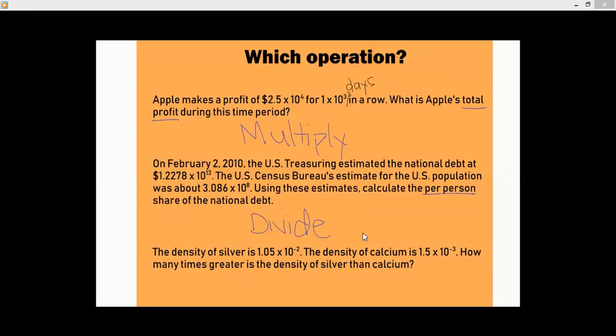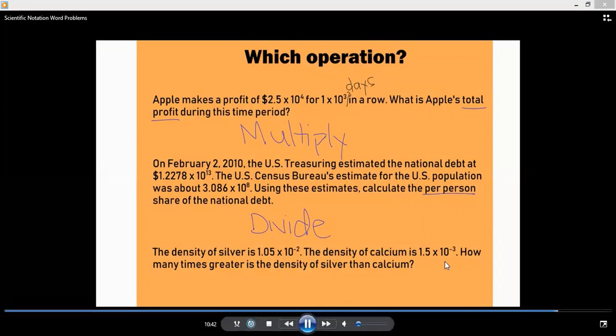Look at the last question. How many times greater is the density? So which operation do we have to use? How many times greater? Then in this question, we are going to divide to find the answer. So as I said, in this part, when we have to work out which operation, we have to determine the operation according to the meaning of the question. But sometimes you have some words that will guide you and help you to find the operation which you have to use.